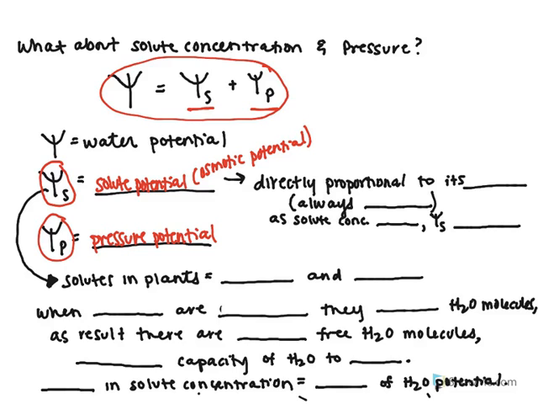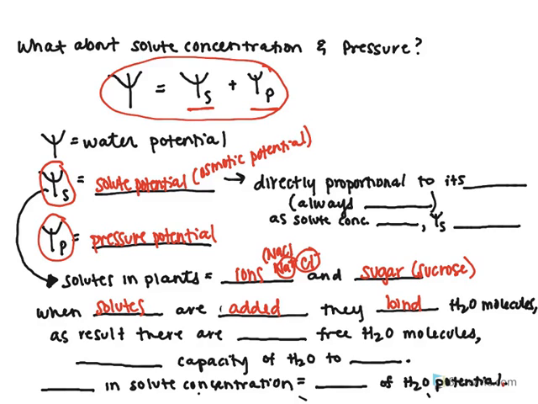Solutes in plants: what usually is dissolved in the water is either ions, for example, if sodium chloride is dissolved into the water, then it dissociates into sodium and chlorine, and these are ions, and sugar. We see this as sucrose most of the time. When these solutes are added, they bind water molecules. As a result, there are fewer free water molecules. Let's make sure we understand that. So if we put sugar into water, if it dissolves, the water surrounds it. And if the water is surrounding it, then that is decreasing the amount of free water.